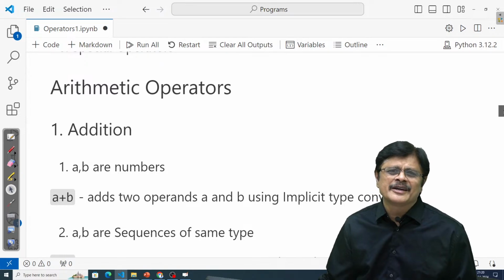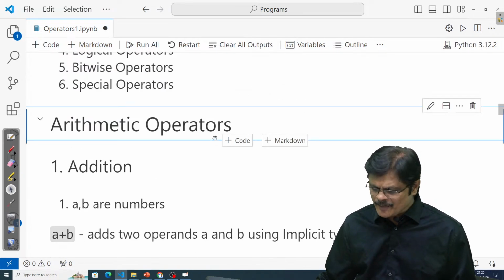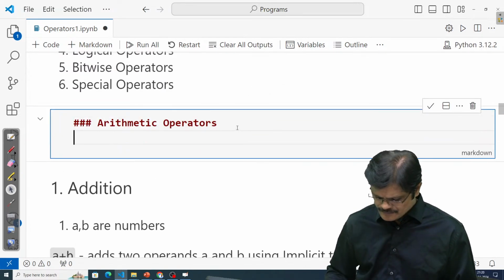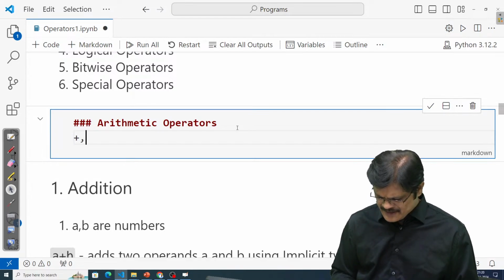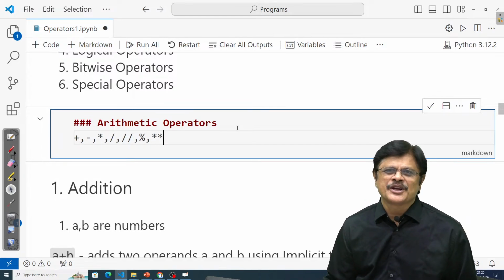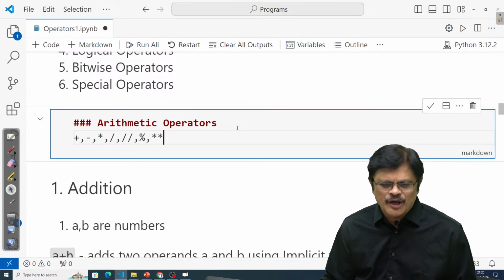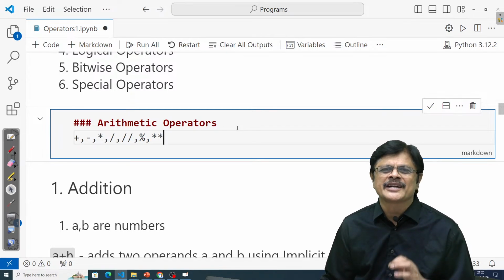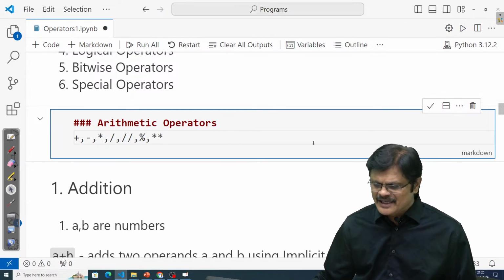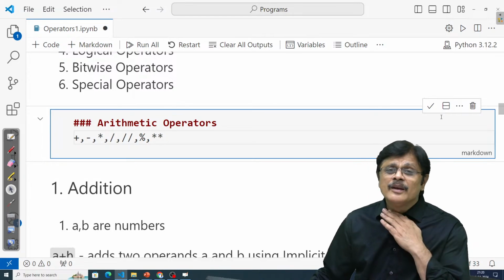So here we have a total of 7 arithmetic operators, sir. We have addition, subtraction, multiplication, division, floor division, okay. Then we also have the modulus operation and we have exponentiation, the power operator. So these are the 7 operators. We are going to discuss these operators in detail now. Let us start with each and every operator.